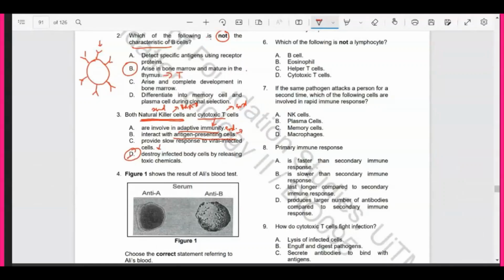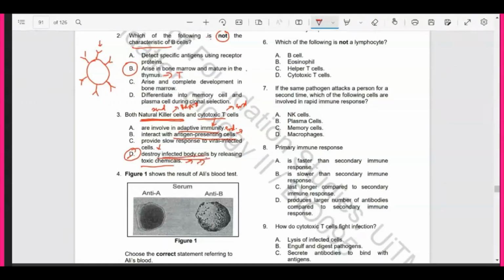These two cells will find the infected body cell and destroy it by releasing two types of chemicals. Those toxic chemicals, which are what? The first one is perforin, to make holes or pores on the infected body cell, and then they will insert granzyme. Okay, granzyme will induce apoptosis. So the answer should be D: destroy infected body cell.